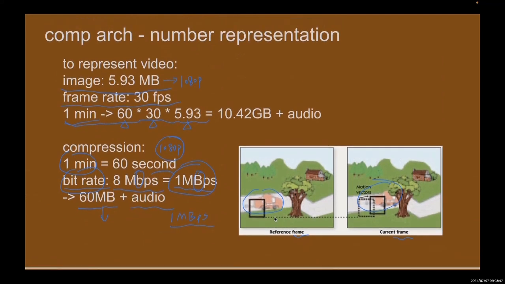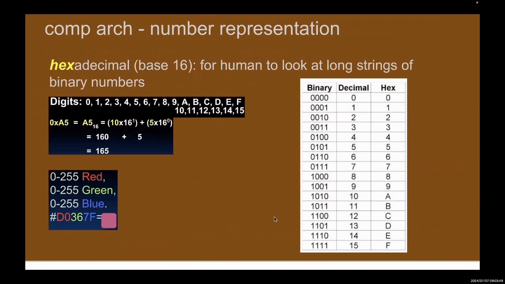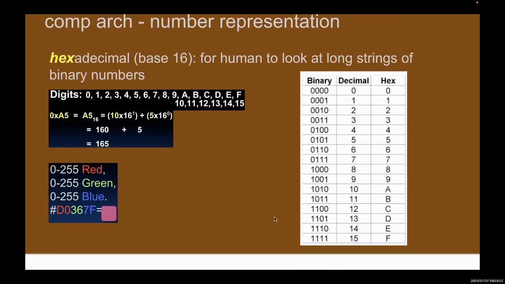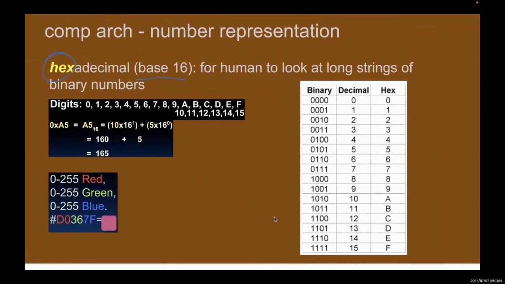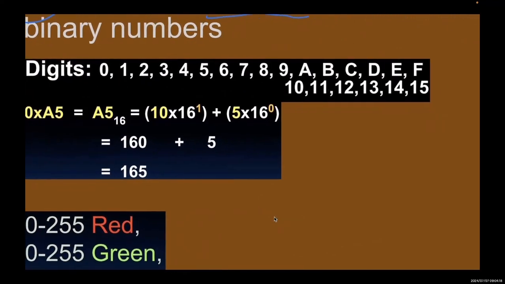Is this clear? Yeah. Okay, then that's the last part. We have already introduced binary and decimal, right? And there's another thing called hex, which is base 16. It is often used for humans to look at long strings of binary numbers. Hex has 16 digits, right? And after 10, we use A, B, C, D, E, F. A is 10, B is 11, and similar to that.